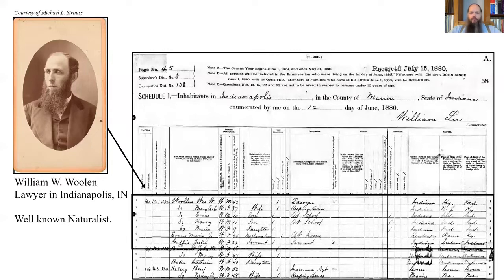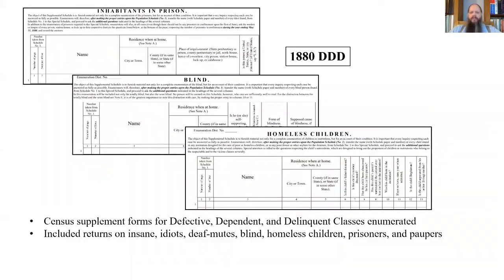We have new information now being asked. Lots more genealogy details are available than we had in previous decades. But because the 1880 was special in this regard, I had mentioned the DDT schedule. Again, this was a supplemental form. It was officially titled Defective, Dependent, and Delinquent Class Schedules, but it had specific schedules geared towards individuals.